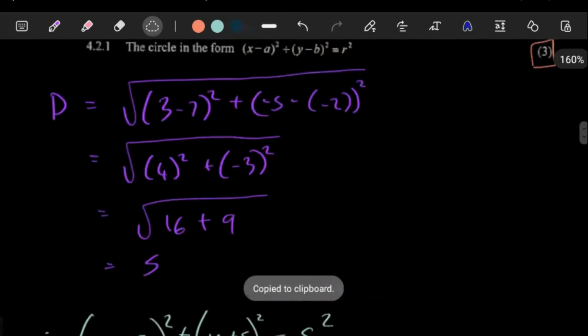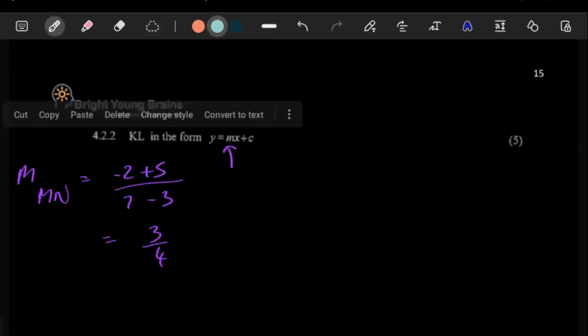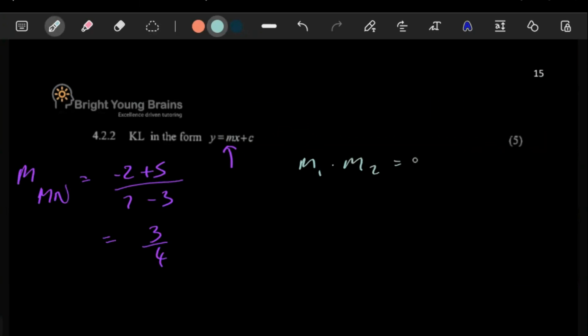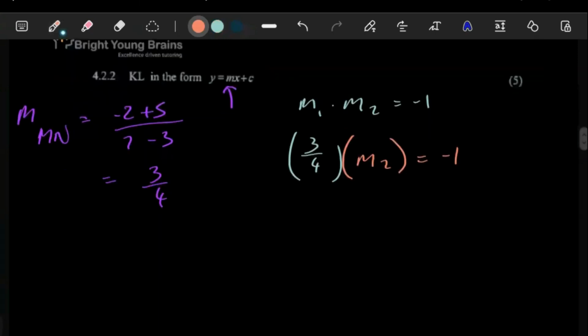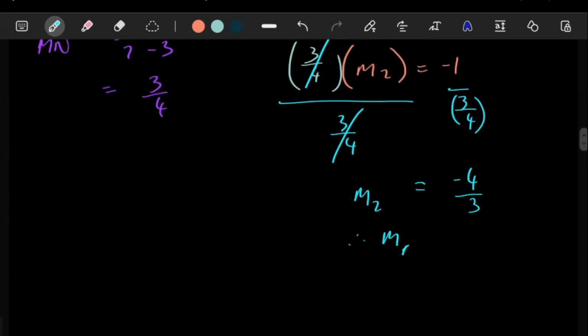So the gradient of KL, let's just work it out down here. You can simply say m1 times m2 equal to negative 1. m1 is 3 over 4. And then over here we have m2, negative 1. Divide both sides by 3 over 4. You have here 4 over 3. Negative 4 over 3. That's the gradient of the second line, which is the gradient of KL. The gradient of KL is just negative 4 over 3.